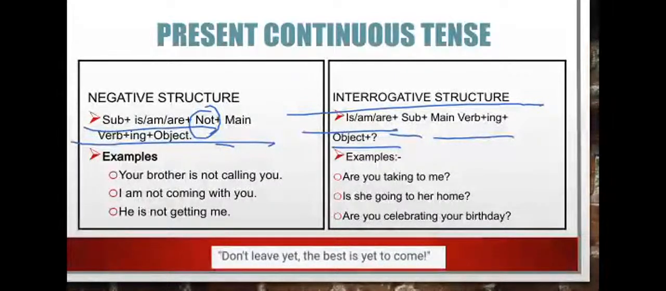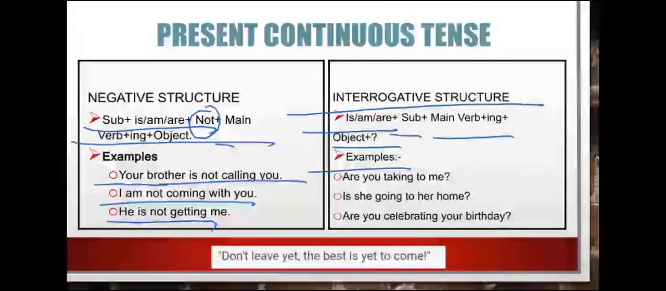Let's take some examples of negative structure. Your brother is not calling you. Your brother is not calling you actually. I'm coming with you. Yes, he is not getting me. Okay. Examples of interrogative sentence structures: Are you taking me? Are you talking to me?